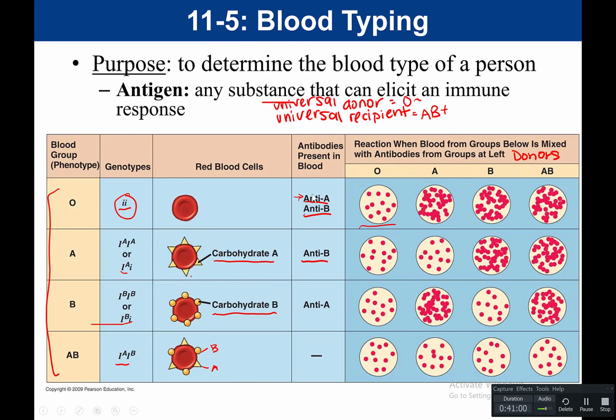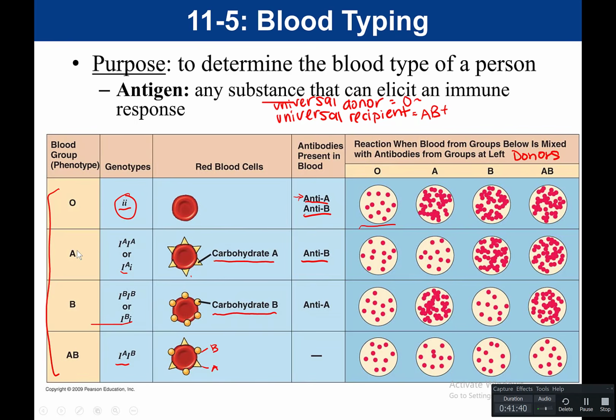You want to know what antibodies would be in their blood. So if somebody is type O, in their blood, they're going to make anti-A antibodies and anti-B antibodies because A carbohydrates and B carbohydrates are seen as foreign. So if somebody's type O, the only blood that they can receive safely is type O. They can't receive A because their anti-A antibodies are going to react. They can't receive B and they can't receive AB. So you want to know what types of antibodies are going to be in their blood, as well as what types of blood they can receive.